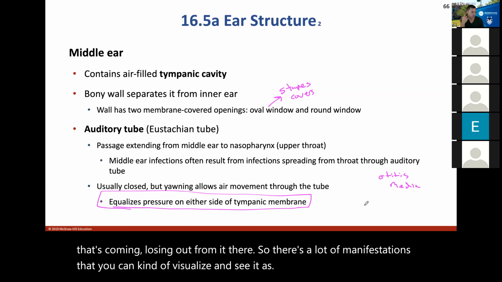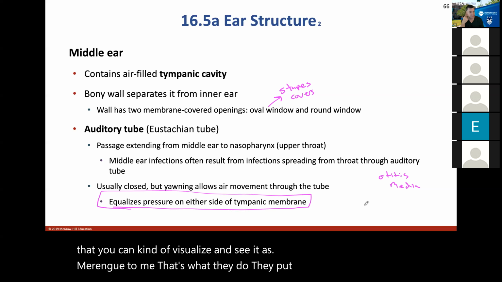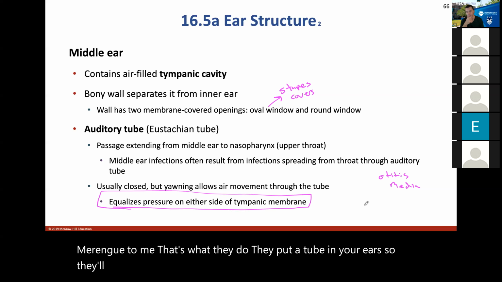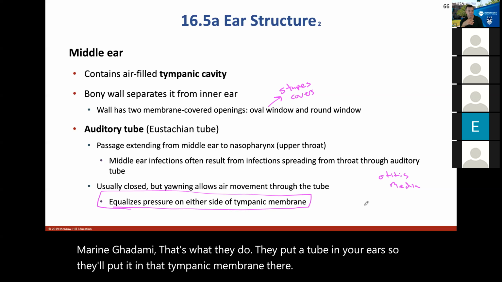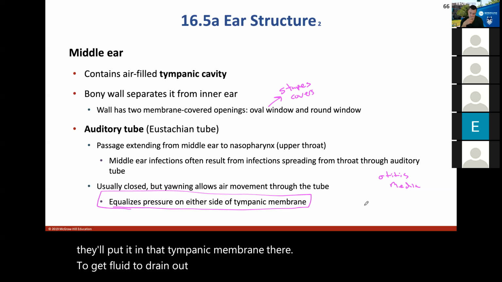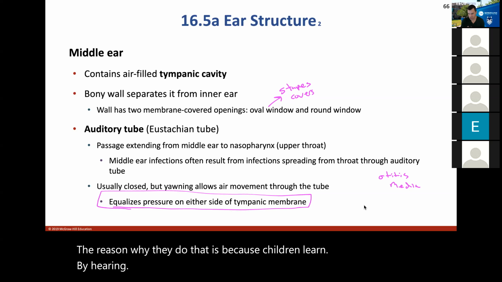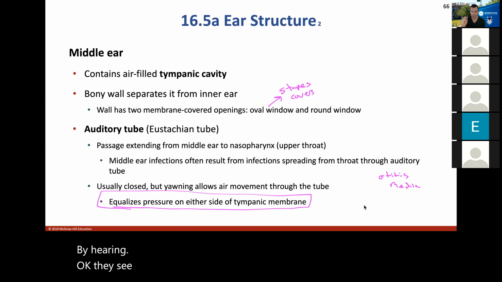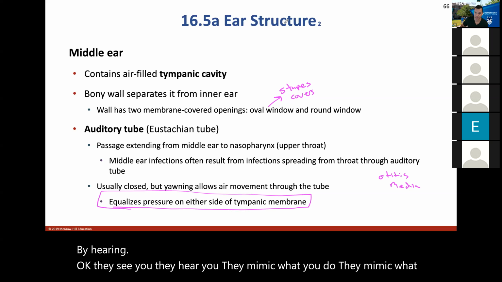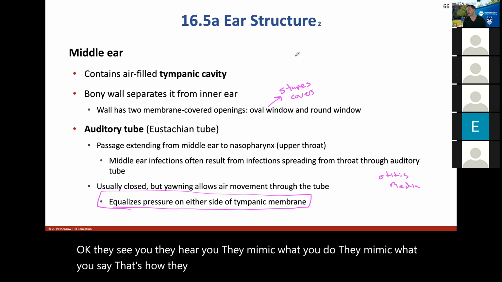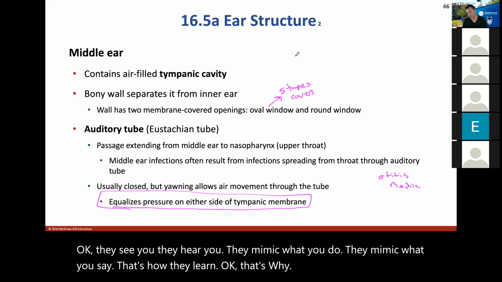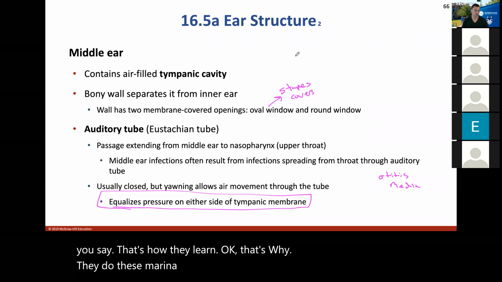Myringotomy, that's what they do. They put a tube in your ears. They'll put it in that tympanic membrane to get fluid to drain out of the middle ear. The reason why they do that is because children learn by hearing, okay? They see you, they hear you, they mimic what you do, they mimic what you say. That's how they learn, okay? That's why they do these myringotomies where they put those tubes in their ears.